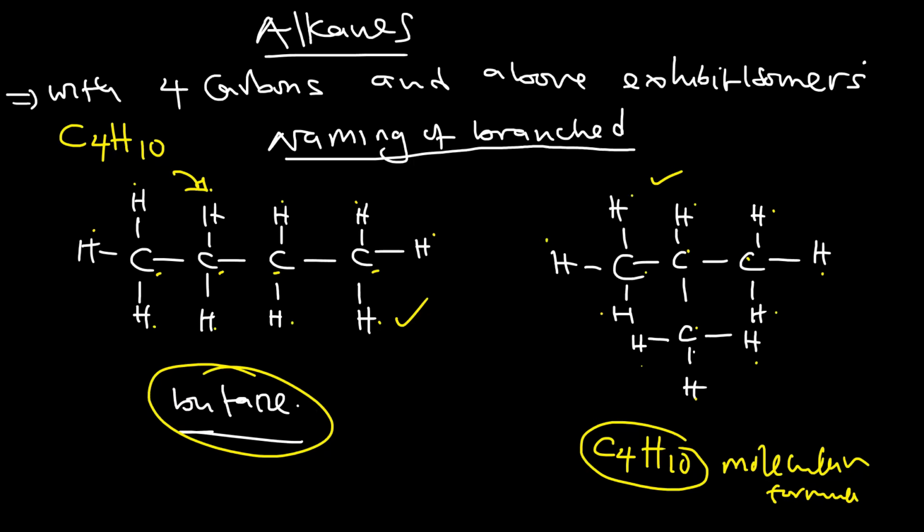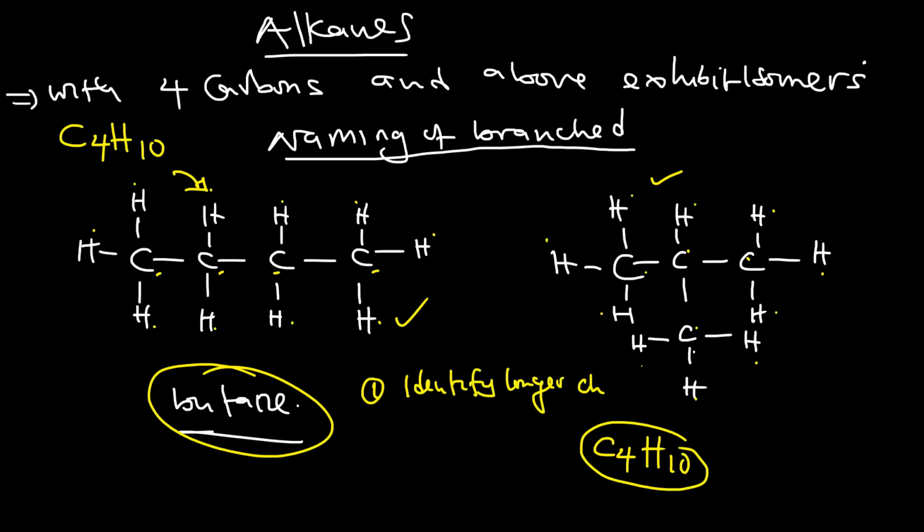When you want to name isomers, make sure that you identify the chain that has a lot of carbons. In other words, the longest chain of carbons. That is the first part. So first part, identify the longest chain of carbon. Okay? So which one has a long chain of carbon? The one that has a lot of carbons.